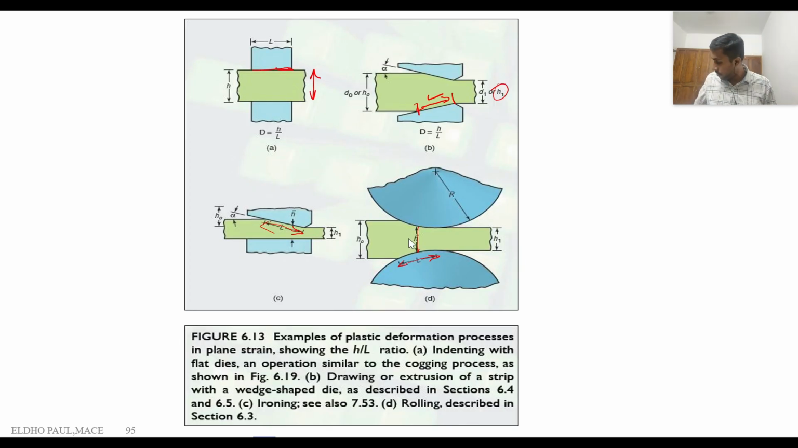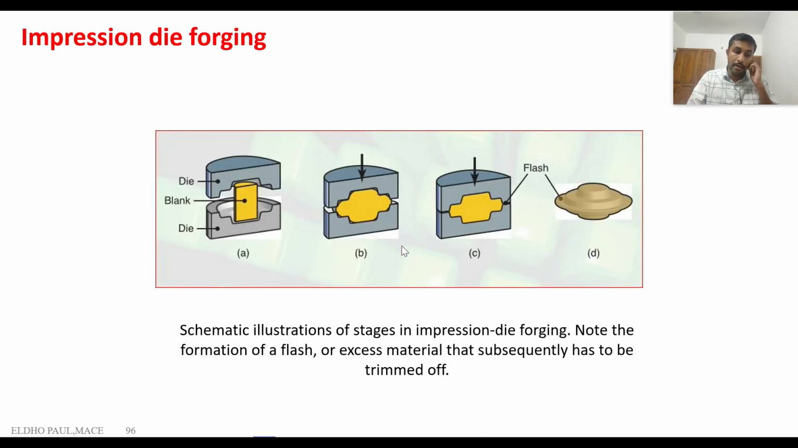So that is about this lecture. In the next lecture, we will discuss different types of forging like impression die forging, closed die forging, and other miscellaneous forging operations and defects in forging.